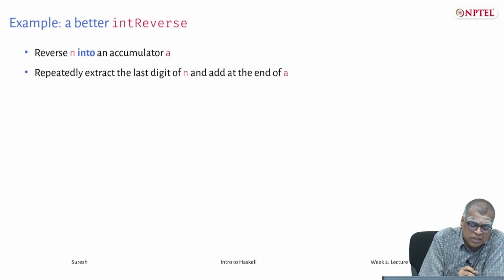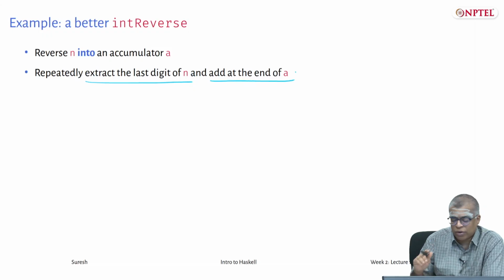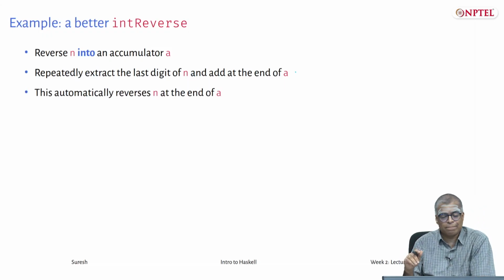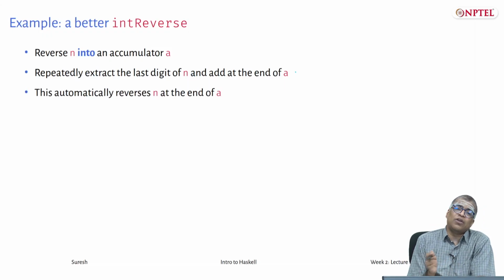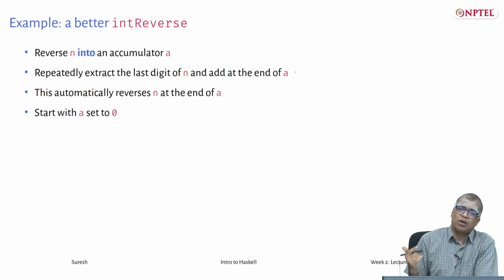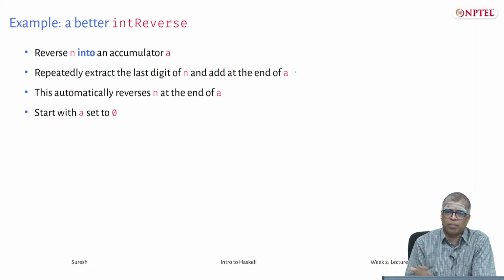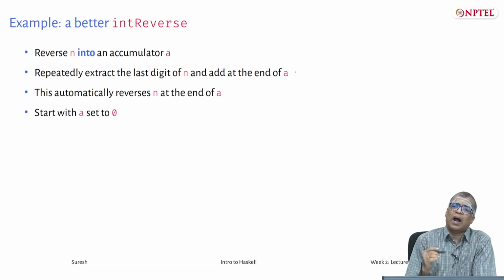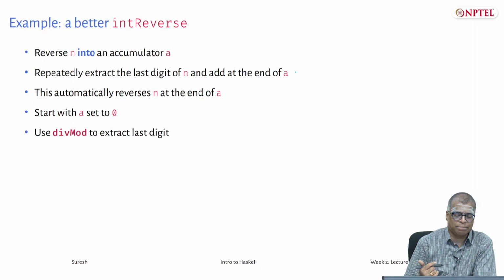Repeatedly extract the last digit of n and add it to the end of a. This is what we want to do. So this automatically reverses n at the end of a, as we showed using the picture earlier. And if you start with the value of a to be 0, then you are starting with a clean slate and you are doing proper reversal, right? Adding the reverse of n to the end of 0 is just the reverse of n.